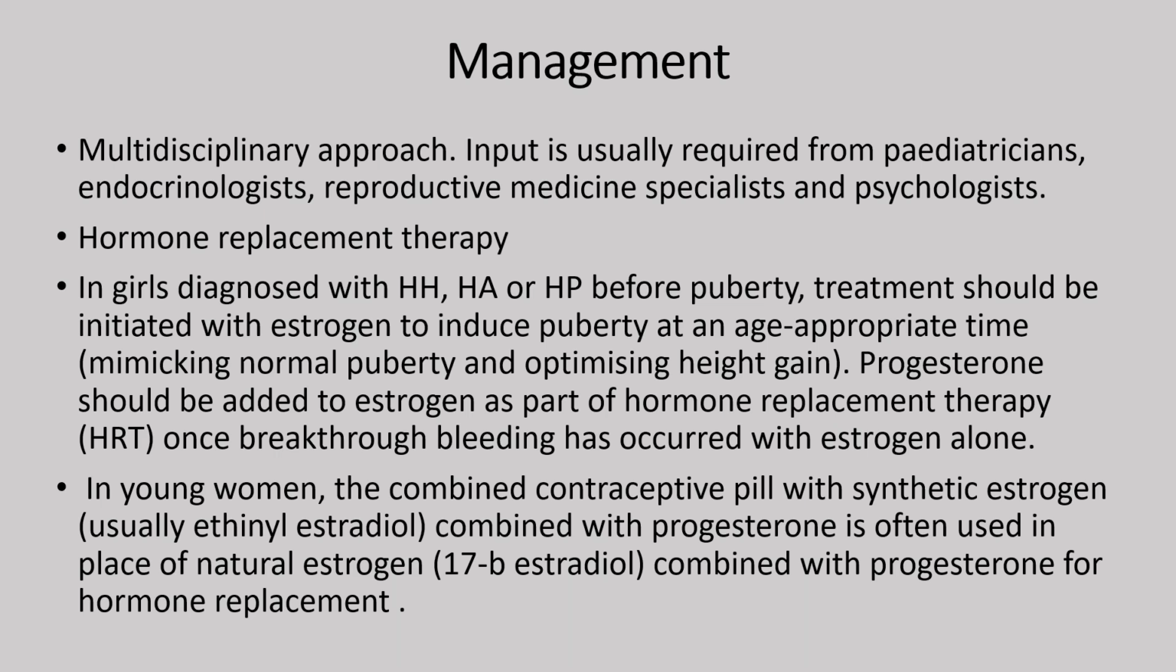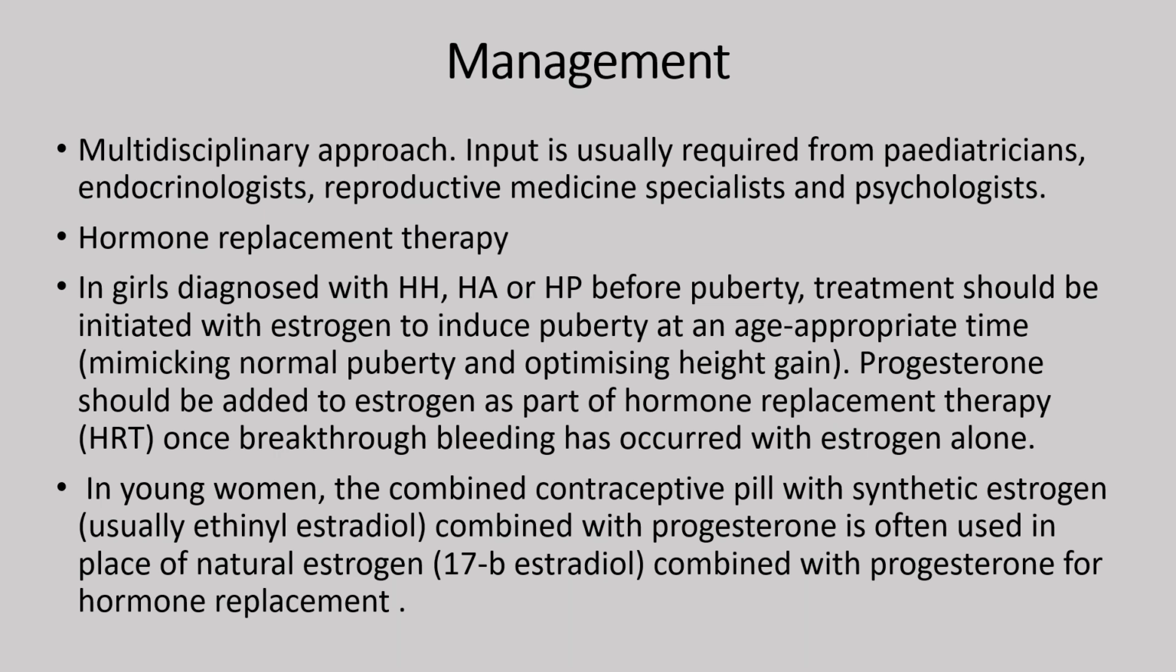Hormone replacement therapy. Now, one thing is that if the patient is diagnosed before the puberty, she has not attained the puberty in any of these categories, then you have to start the estrogen. So once you initiate the therapy with the estrogen to induce the puberty at an age appropriate time, that is when you expect the normal puberty. So a few years, 1 or 2 years before that, you have to start the estrogen so that the patient mimics the normal puberty and optimizes the adequate height gain. Now, when is the progesterone added? Progesterone should be added to estrogen as part of hormone replacement therapy once breakthrough bleeding has occurred with estrogen alone.